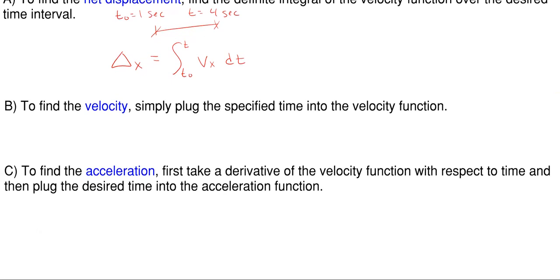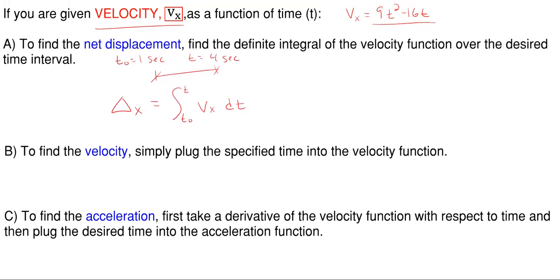All right. So let me get all that in there. There we go. So to find the acceleration, if you're given velocity, you just take a derivative of your velocity function with respect to time and then plug the desired time into the acceleration function. Keep in mind that your acceleration is just the first derivative of your velocity function with respect to t.